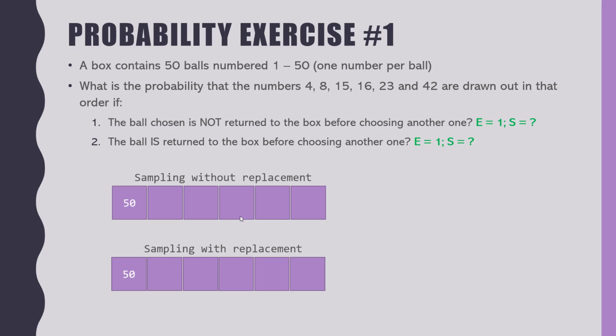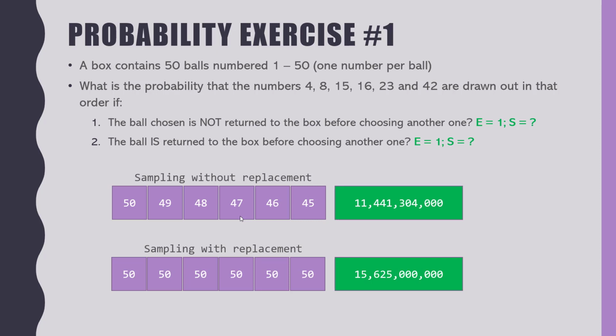You said it, Jace, you said the second number for the top one was what, 49? What about the bottom number? It's 50 again, right? It's 49 and then 50 for the bottom one. And then it's going to be 48, 47, 46, 45, and so forth down the line. Or in the case of the bottom one, it's 50 every time. Because every time I throw the ball back in there, I'm back to 50 choices again, right?